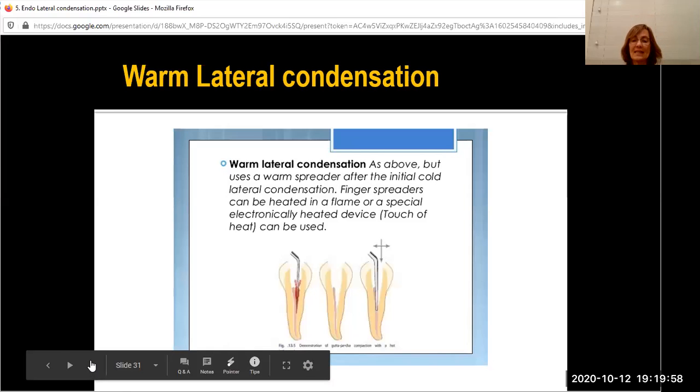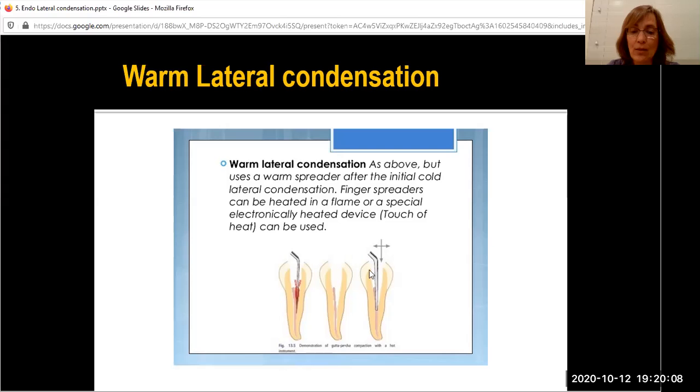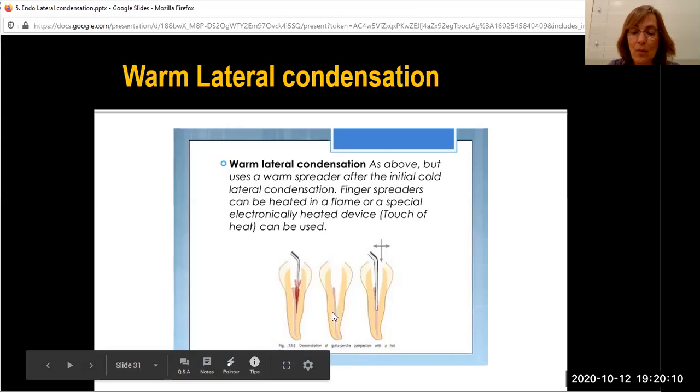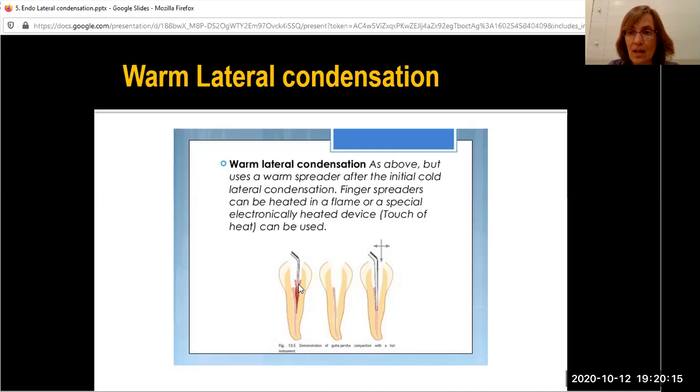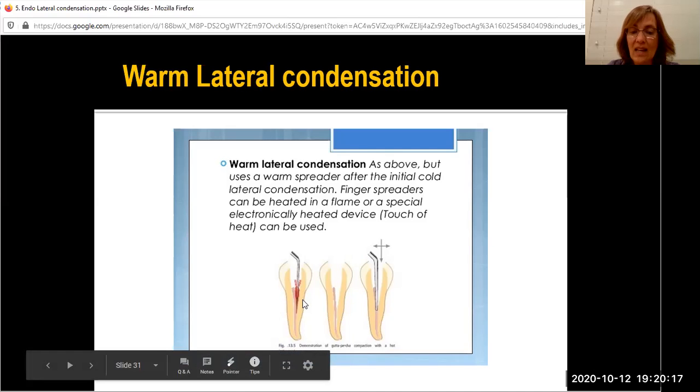Warm lateral condensation. Here again, you need to have spreaders, like you do for the cold lateral condensation. You have your master cone. You have a heated spreader, and you place your accessory cones against the master cone, and you pack.